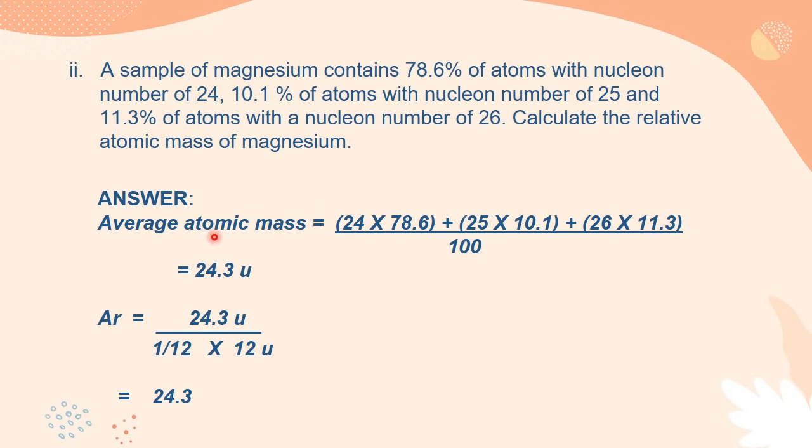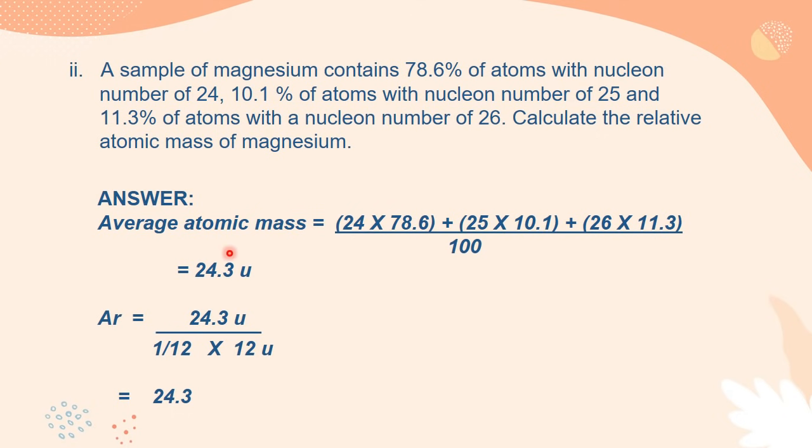So, you multiply 24 times 78.6 plus 25 times 10.1% plus 26 times 11.3%. So, divide by the total number of percentage abundance. So, we add these: 78.6 plus 10.1 and 11.3. So, you get the total of 100%.